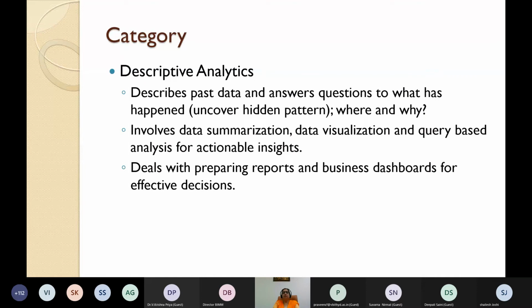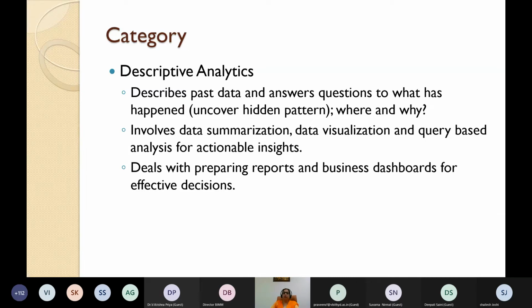So let's discuss each category. Descriptive analytics describes past data and answers questions such as what has happened, uncovers the hidden pattern, where it has happened and why it has happened. It involves data summarization, data visualization, and query-based analysis for actionable insights. It deals with preparing reports and business dashboards for effective decision making.